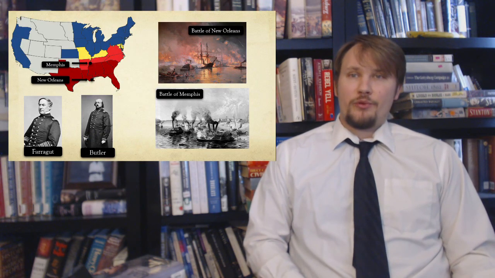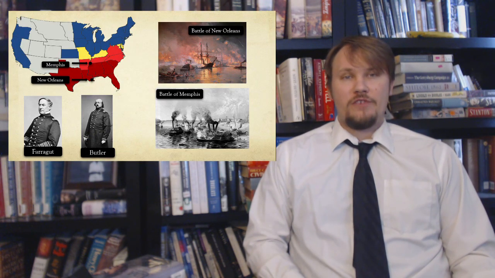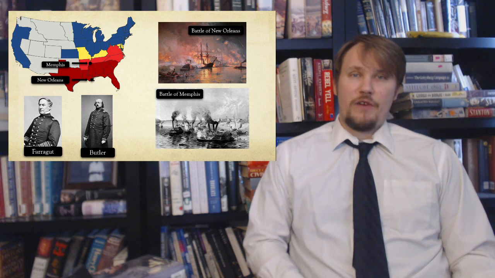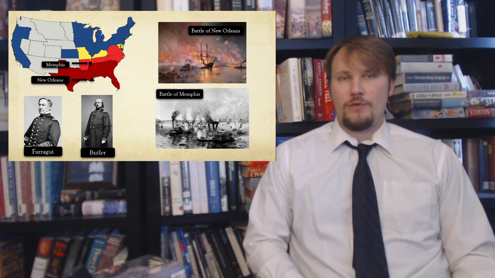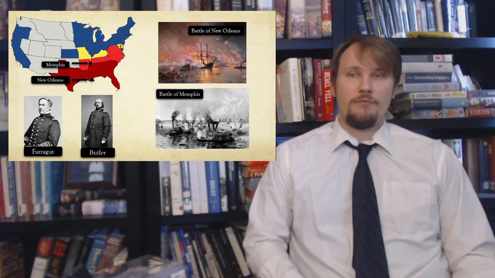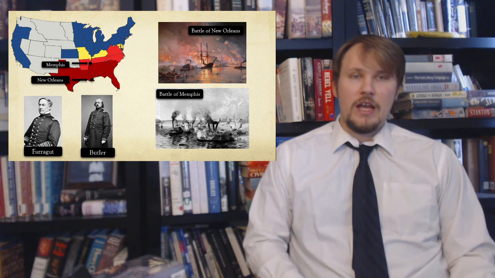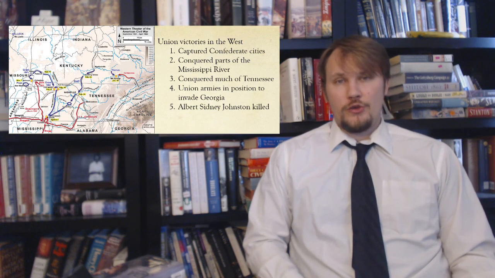Now, the Union armies had more victories in mid-1862. At the end of April, New Orleans fell to Admiral David G. Farragut, and the city was occupied by General Benjamin F. Butler. New Orleans was the largest city in the Confederacy with 160,000 people. In early June 1862, after a massive naval battle on the Mississippi River, the city of Memphis fell to Union forces. So basically, from January to June 1862, Union forces have been very successful out west.